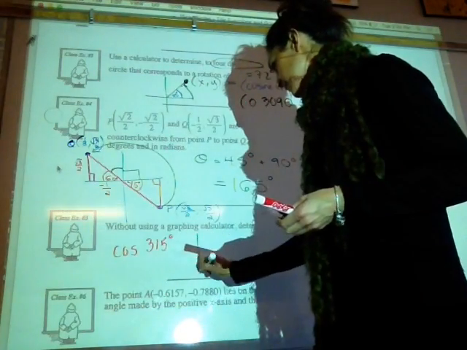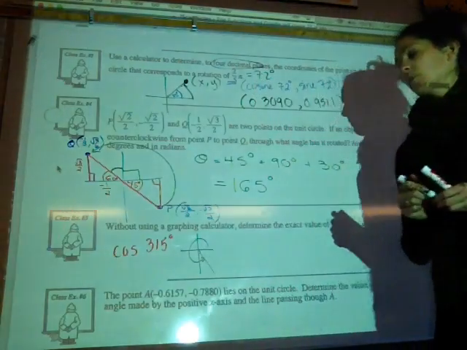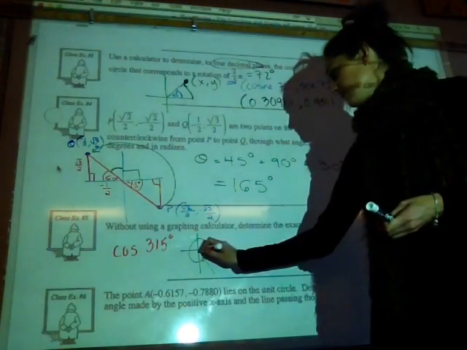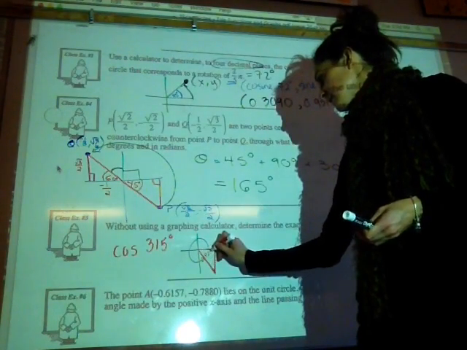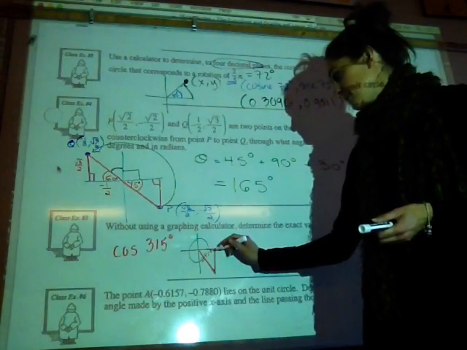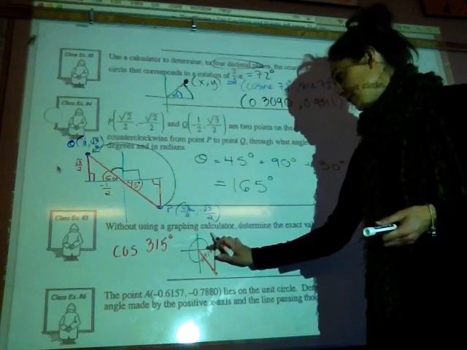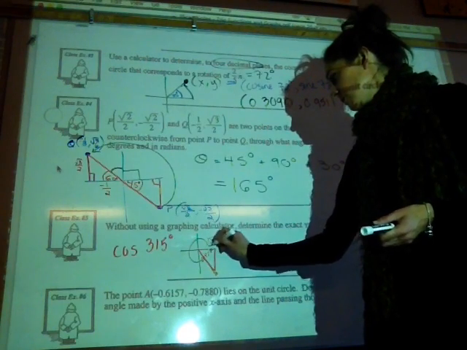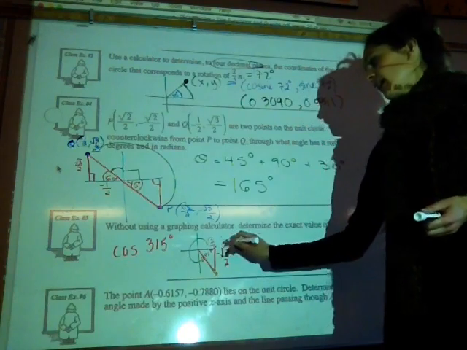Let's draw this out. We'll rotate to about here. Okay, what's your reference angle? 45 degrees. Okay, good. So then I'll put my x value, root 2 over 2, and my y value will be negative root 2 over 2, because we're going down.